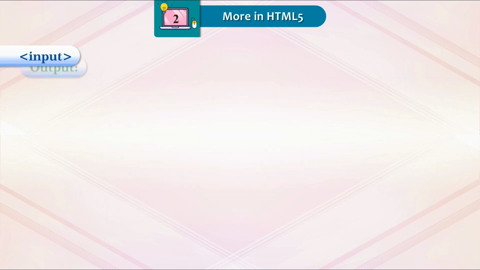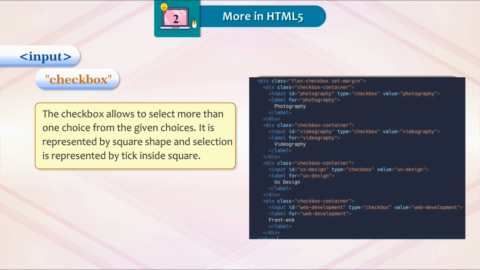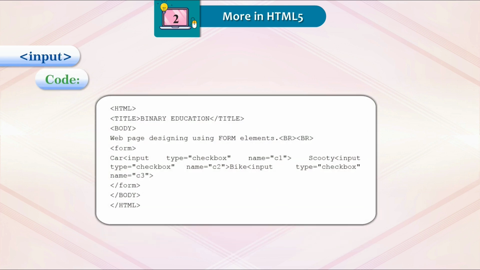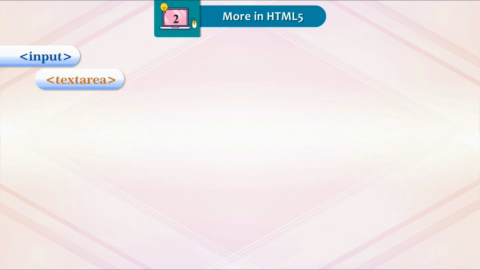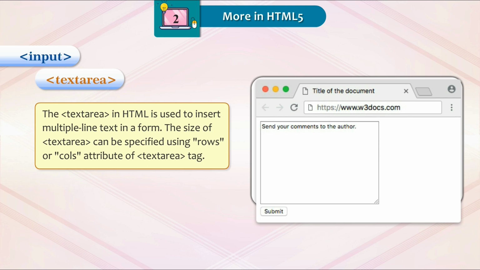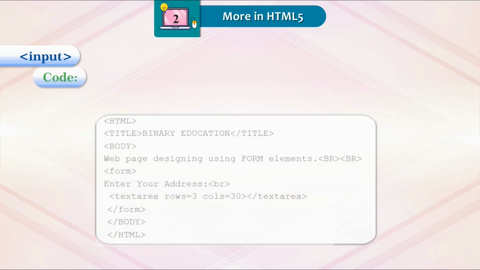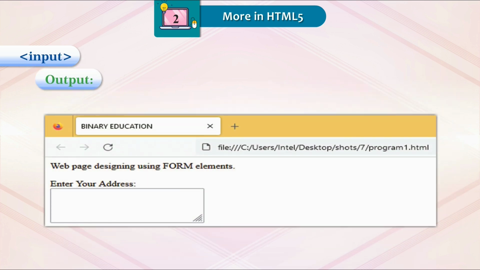Code. Output. Checkbox. The checkbox allows you to select more than one choice from the given choices. It is represented by a square shape and selection is represented by a tick inside the square. Code. Output. Text area. The text area in HTML is used to insert multiple line text in a form. The size of the text area can be specified using the rows or cols attributes of the textarea tag. Code. Output.